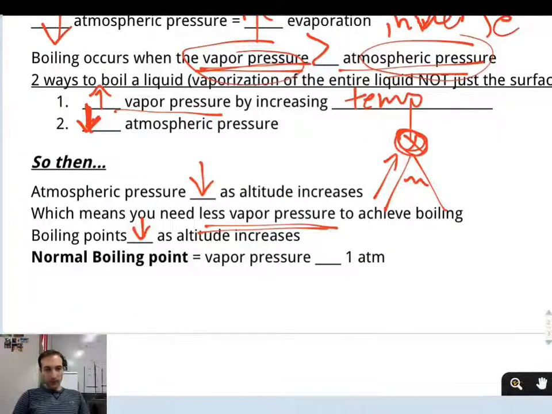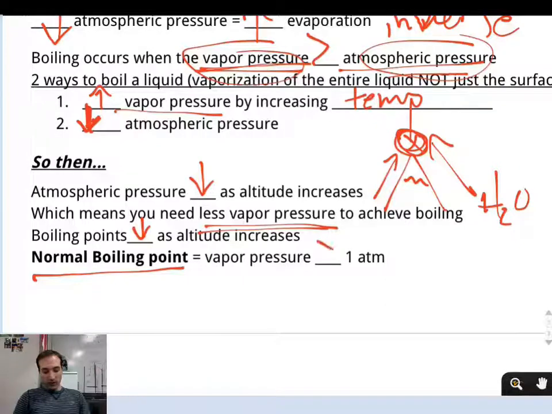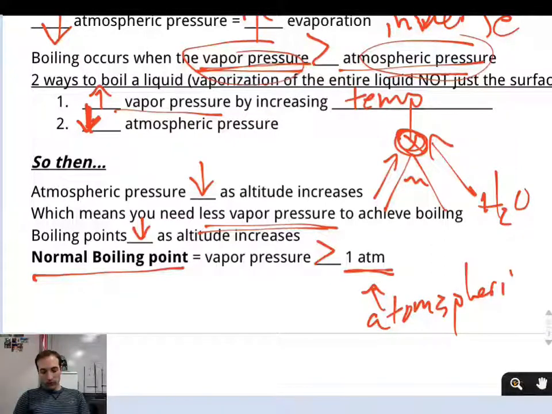So what does that mean? Well, there are different boiling points for water depending on the altitude that you're at. As I go up this mountain, water's boiling point will decrease. Turns out at sea level, water boils at 100 degrees Celsius. We call that water's normal boiling point. So the vapor pressure needs to be greater than 1 atmosphere, because 1 atmosphere is the atmospheric pressure at sea level.